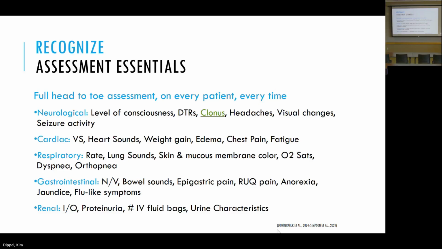Cardiac assessment, pull out your stethoscope, listen to their heart sounds, talk about weight gain, edema, chest pain, fatigue, and then respiratory rate, count it, listen to their lung sounds, look at their skin, their O2 sat. And be aware that that O2 sat monitor is just a machine, and sometimes it's not correct. So if it somehow isn't correct, you need to document that it is or is not correct. And there are all kinds of YouTube videos too about how to assess clonus and also reflexes. And then GI wise and renal.